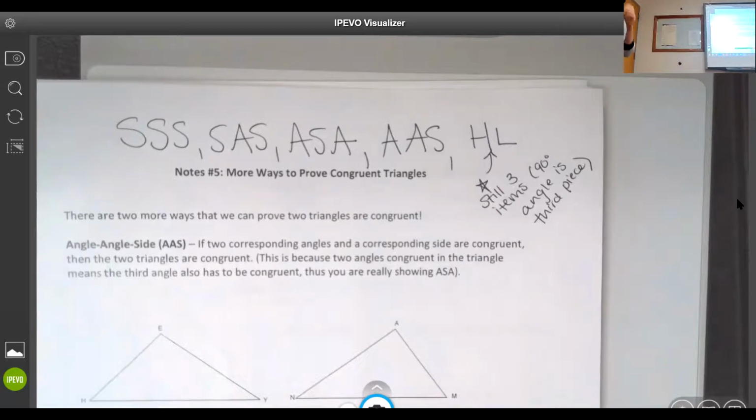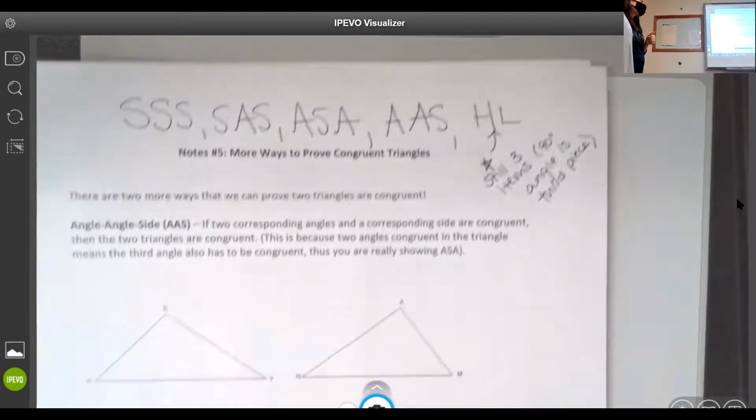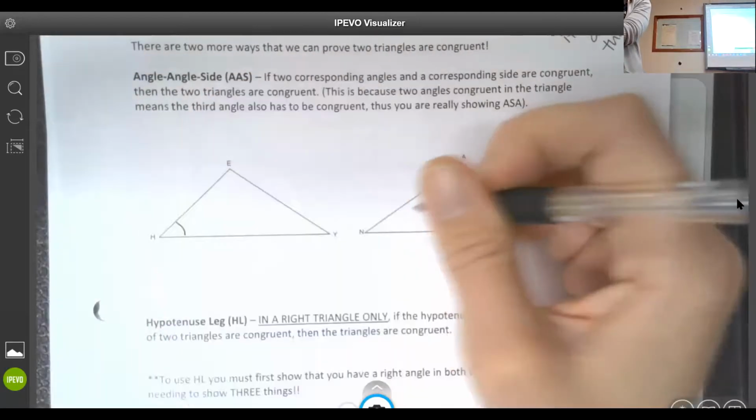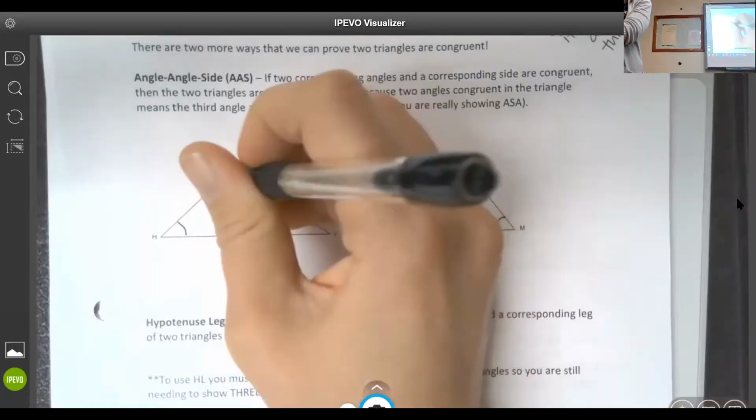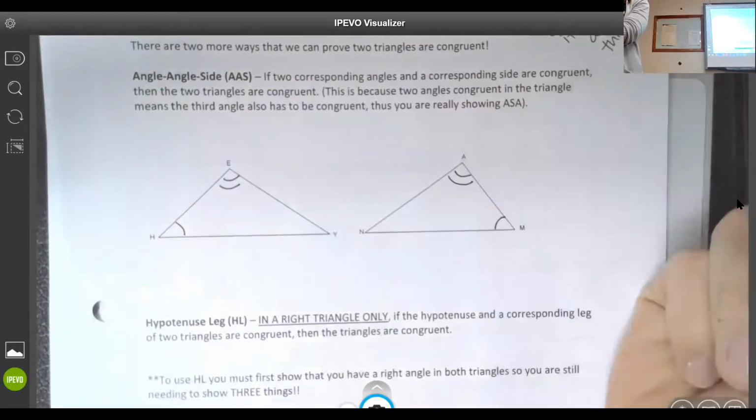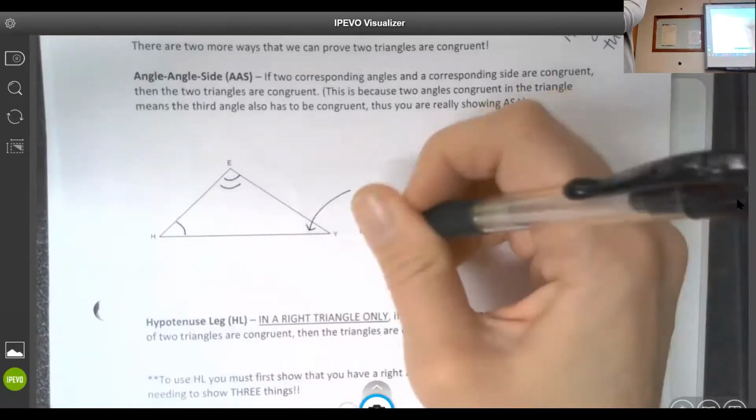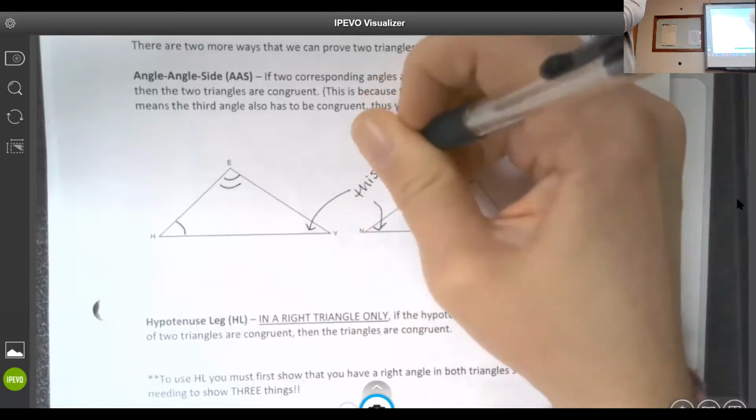So the reason that angle, angle, side works is really it's angle, side, angle, kind of disguised. And I won't write out all these givens again, but if I had an angle here and an angle there, and an angle here and an angle there, and they were the same. Well, if 2 angles between 2 triangles are the same, then the 3rd angle must also be the same. Okay, this angle must also be the same.